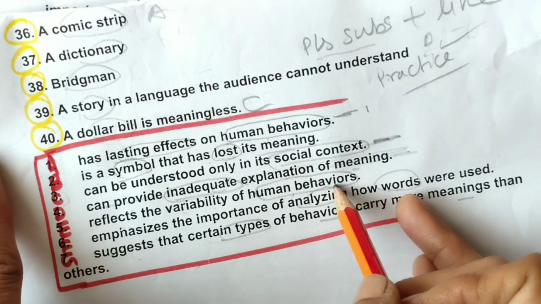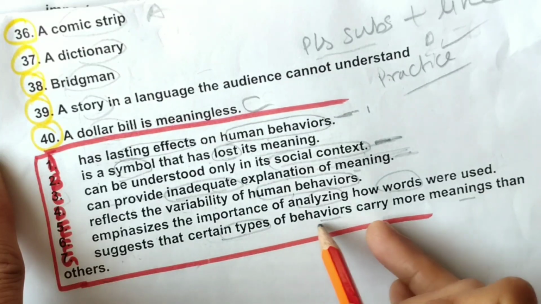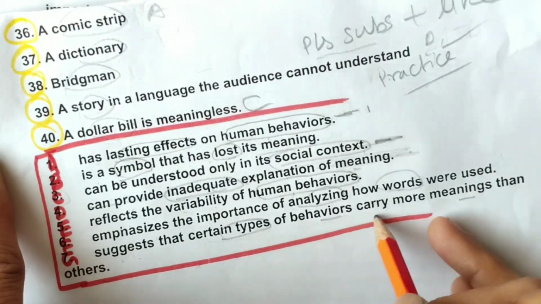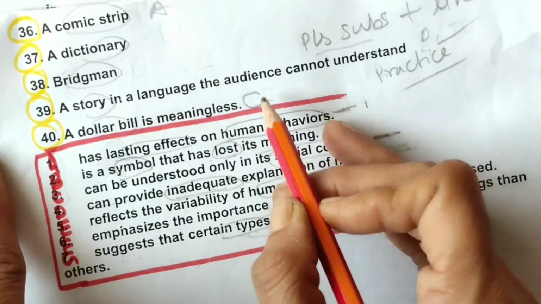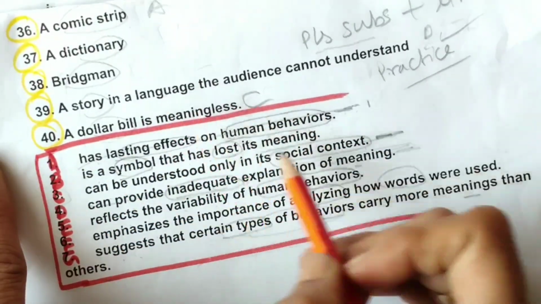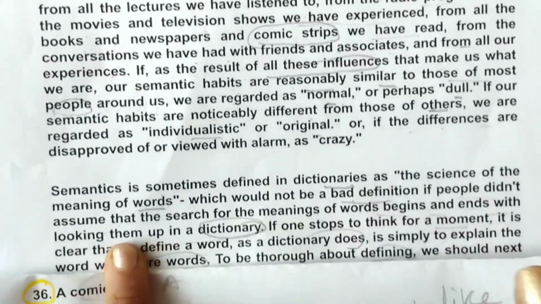Are they talking about variability? Emphasize the, no, suggest that certain types of behaviors carry more meaning. No, this is not about certain types of behavior, they are not talking about that here, so I will just mark it only A number. Okay, so now dictionary is in the next paragraph.